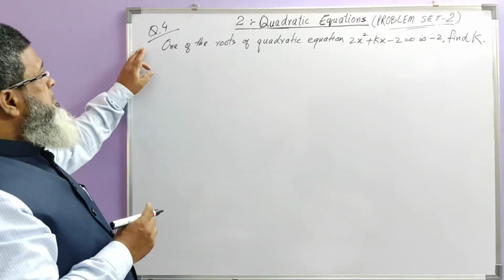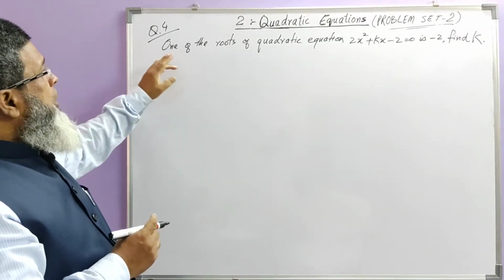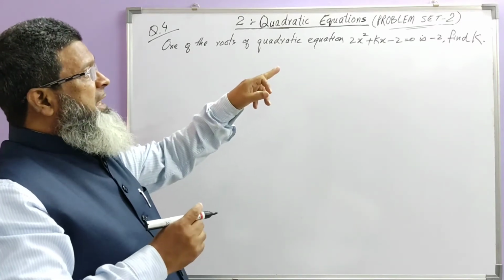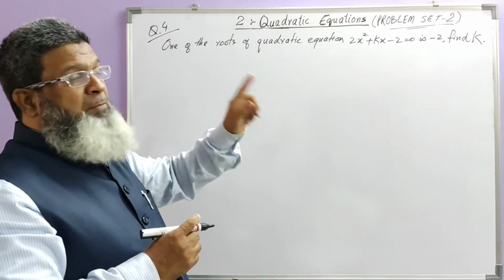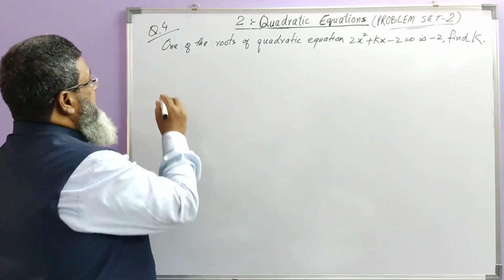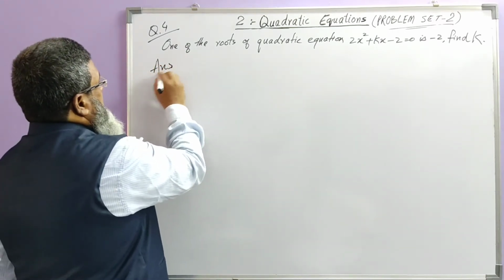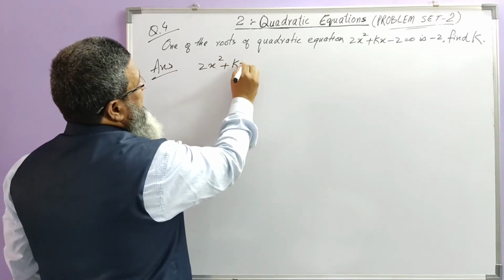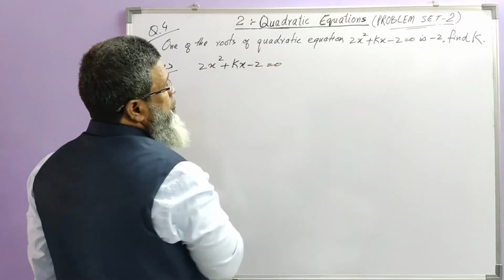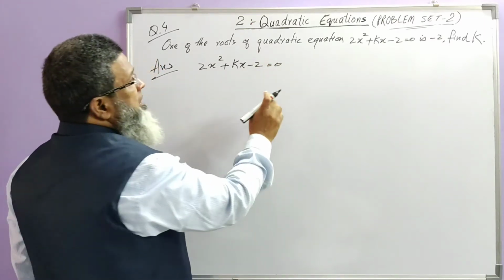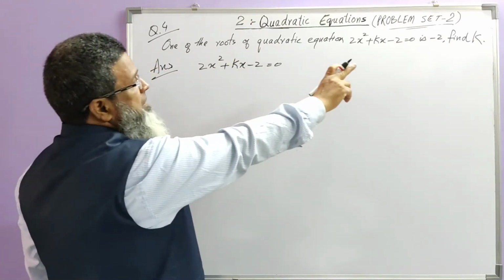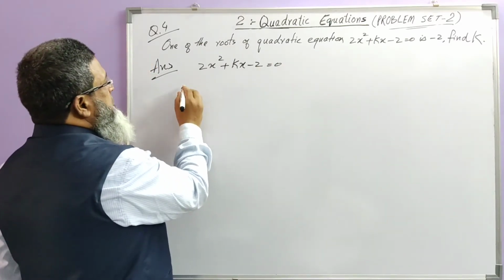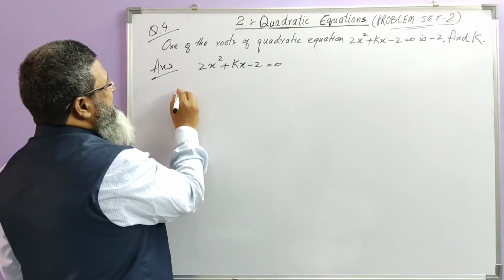Now here in question number 4, it is given that one of the roots of the quadratic equation 2x square plus kx minus 2 is 0 is minus 2. Find k. So let's see. The equation is 2x square plus kx minus 2 is equal to 0. And it is also given that one of the roots is minus 2. So put the root in the given equation instead of x.